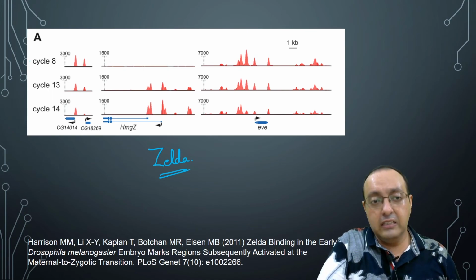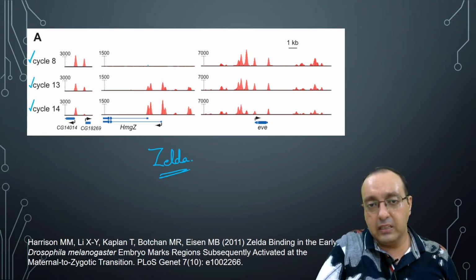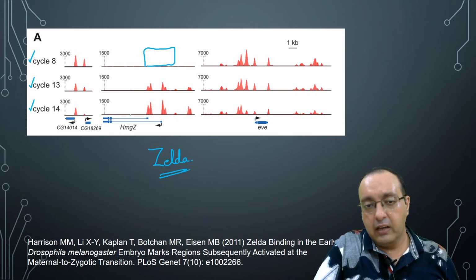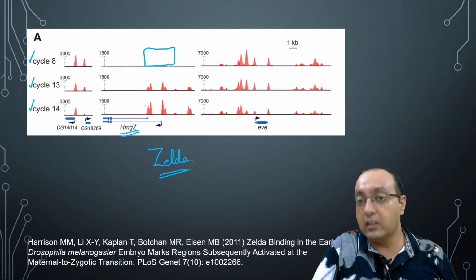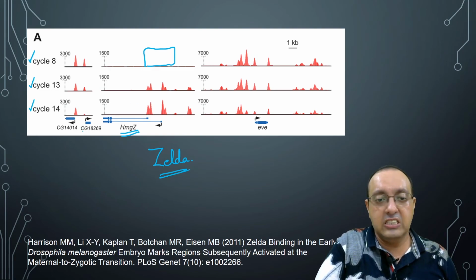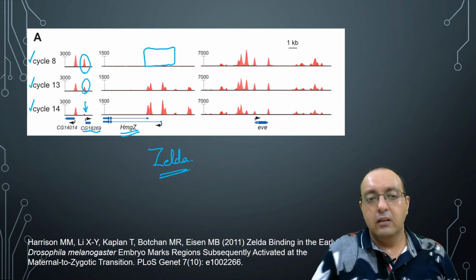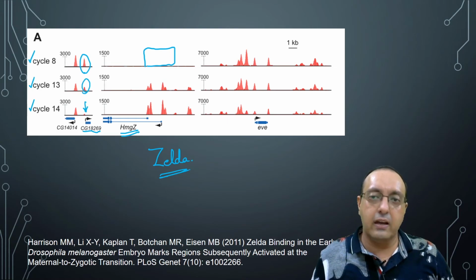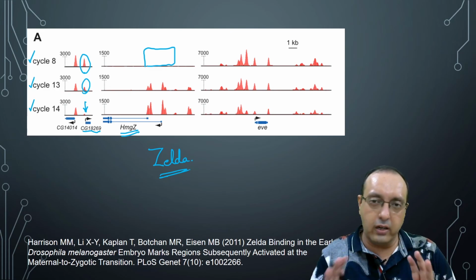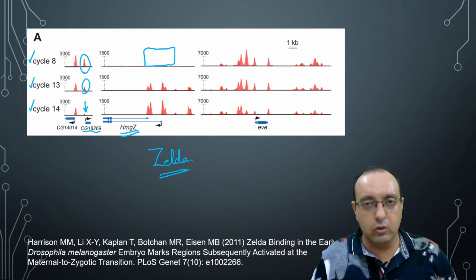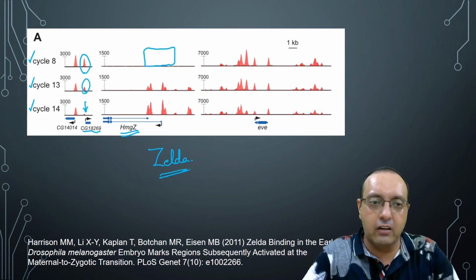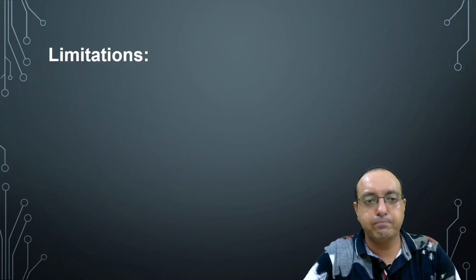You can see the early division cycles of Drosophila here, and Zelda basically is not here at this HMGZ gene, but around nuclear cycle 13 and 14 it appears. And you can see at CG18269, earlier it is here, but it is diminishing in its occupancy around cycle 14. So this gives you an idea about the dynamic nature of binding of these proteins. Okay, so very good technology, and further refinements are continuously being made.